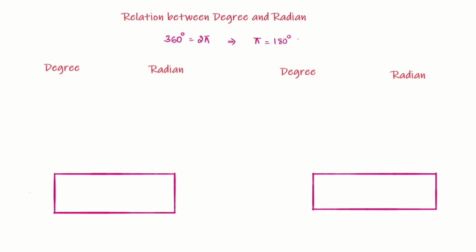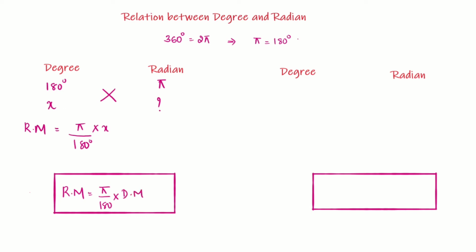Relation between a degree measure and a radian measure. We have pi radians is equal to 180 degrees. Now suppose we are asked to find x degrees is how many radians? Then we simply cross multiply and find out the radian measure as pi into x divided by 180 degrees. That is, radian measure is equal to pi by 180 into the given degree measure.